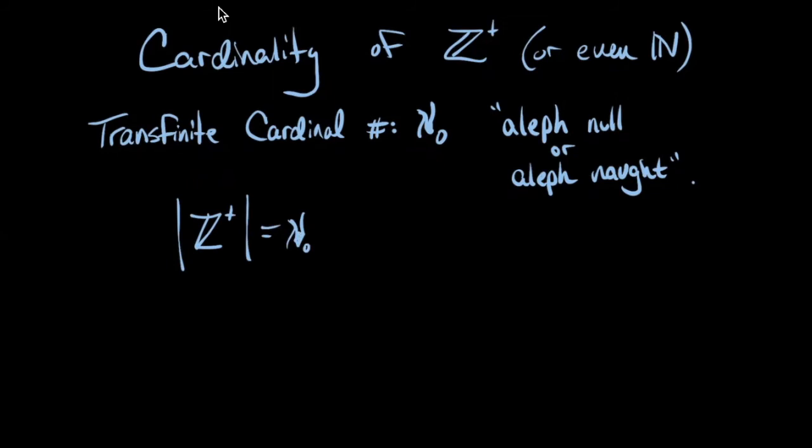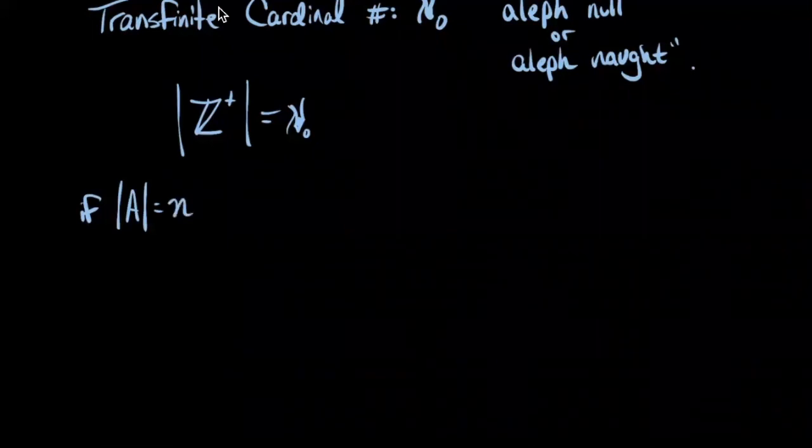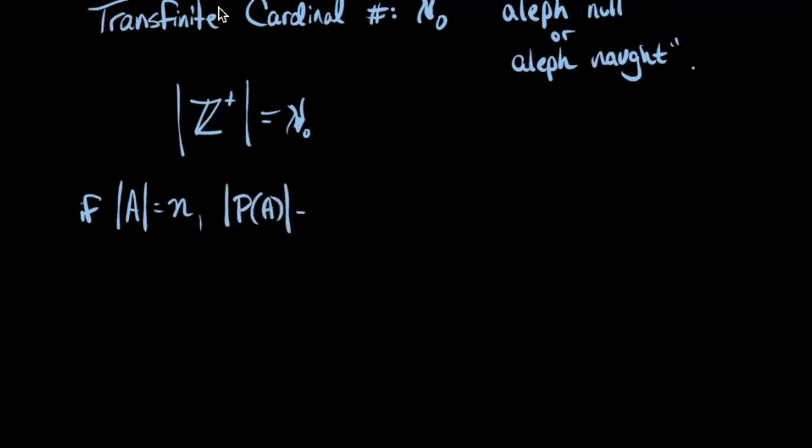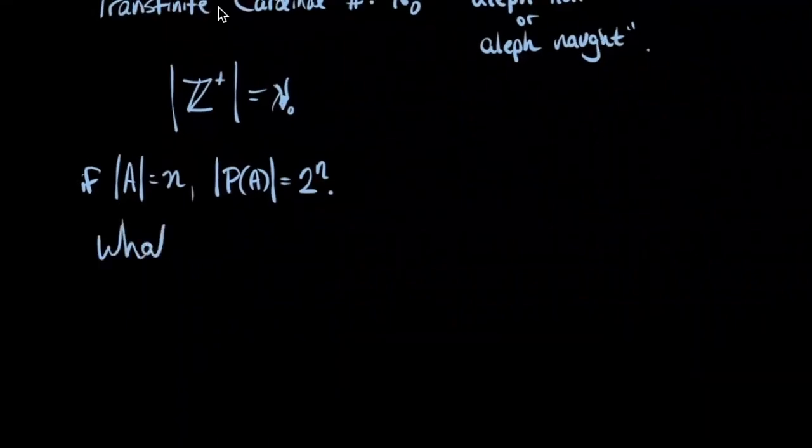All right, so we know that if the cardinality of A is equal to, let's say, n, the cardinality of the power set of A is going to be the number of subsets of A, so that would be 2 to the n. That means that the power set is always going to have a larger cardinality than the set itself. And that's fine. So what would the cardinality of the power set of Z plus be?